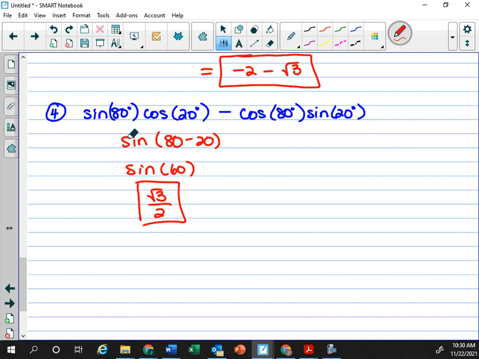Why did you do the sine of 80 minus 20? Because it's the formula. Do you see it? Yeah, once you see it, it's like, oh, exactly. When it's a sine, cosine, cosine, sine, you're like, okay, that's a sine formula. Subtraction means I subtract the A and the B. 80's A, 20's B. We okay with that? Okay.